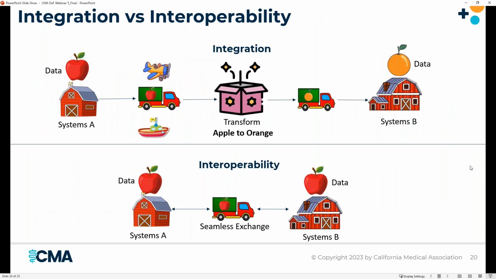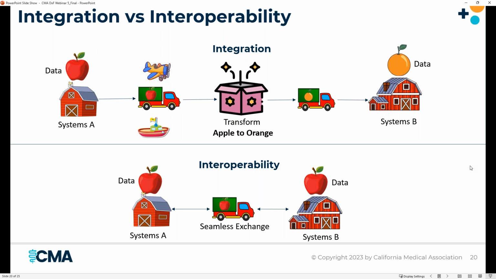All right, now I'm going to transition to talk about connectivity into HIEs and integration versus interoperability, because they are different and one is easier than the other. So integration is a more complicated process. We have this diagram here, and if you look at the data as apples and oranges, and you have system A and system B, integration is transforming an apple into an orange. It's taking data from one system and transforming it so that the other system is able to understand it.